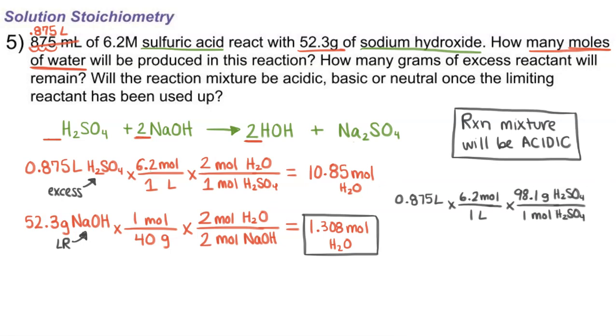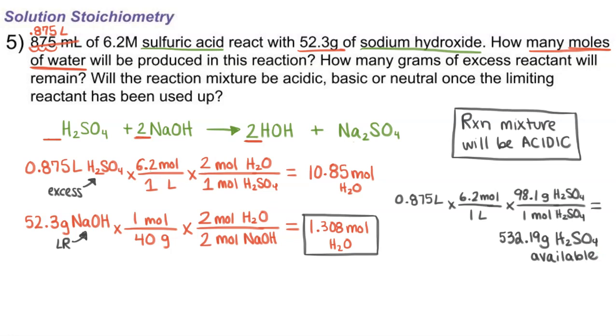Okay, and so if we start out with 0.875 liters of H2SO4 that's 6.2 molar, that is equivalent to a mass of, if I multiply this out real quick, 532.19 grams. So let's write that out. 532.19 grams of H2SO4 available. This is the amount we have in the beginning. So now we have to determine the amount that actually gets used up.